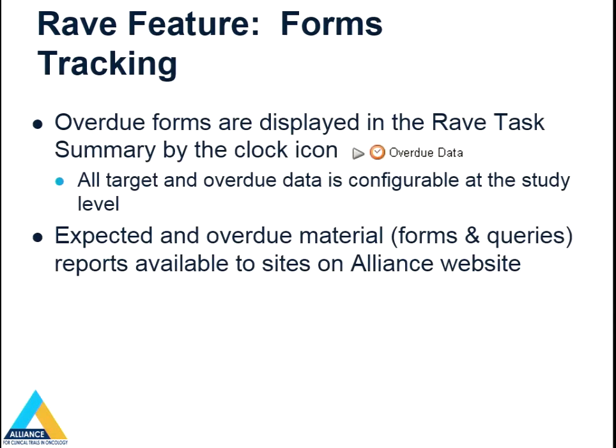So we mentioned the tracking feature, and that overdue forms are displayed in the RAVE task summary using that clock icon. That's again kind of what that icon looks like. That's all configurable at the study level. We also have an expected and overdue material form report that summarizes all forms and queries that are overdue. And we post that on the Alliance website so that sites can stay on top of it across trials. They don't have to go in one trial at a time if they don't want to. They can go to the Alliance website and they can see for their site all of their overdue data. I'll show you a picture of that.